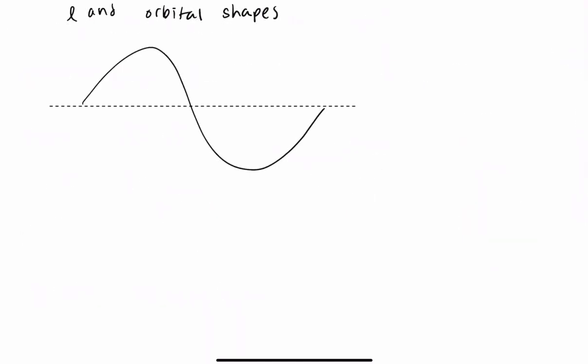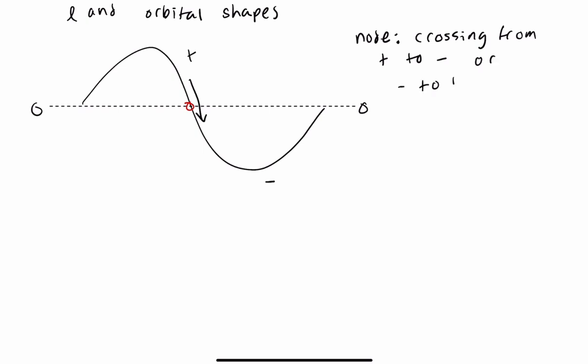All right, so I want to talk a little bit more about how L relates to orbital shapes and what those shapes are, okay? First off, I want to talk a little bit about the node, all right? A node is a concept and is a point on a graph here where we go from a positive to a negative. We cross that barrier if this was 0. That has a lot to do with these orbital shapes, okay? So I'm going to say crossing from positive to negative or negative to positive, okay?